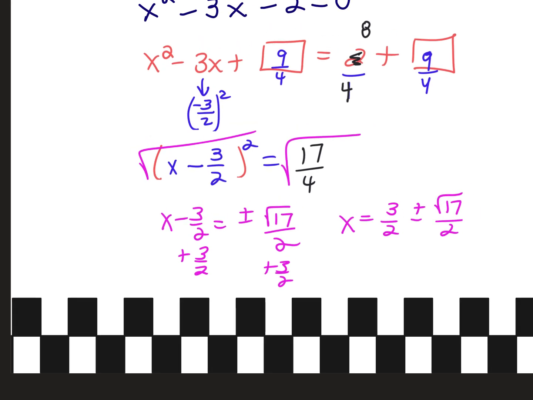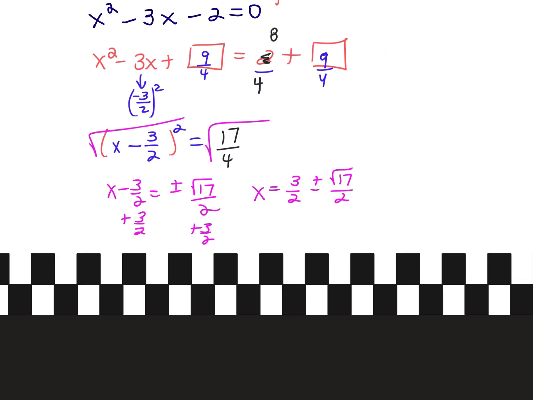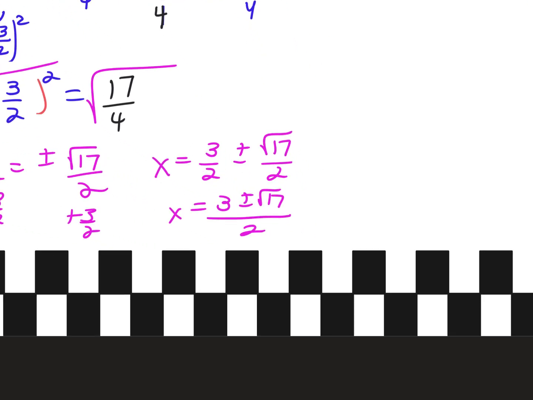Yes. How do we get the 2? Oh, wait, never mind. I got it. Okay. If you would like to write this as x equals 3 plus or minus the square root of 17 all over 2, you can, but you don't have to. Either way is fine.